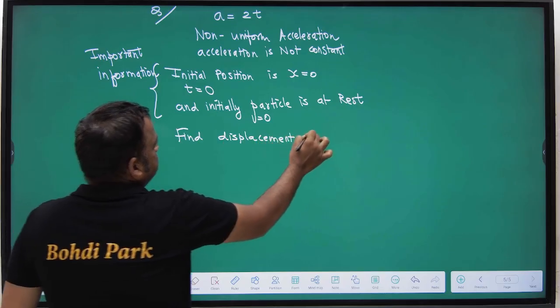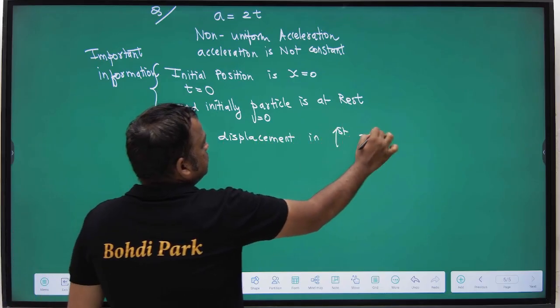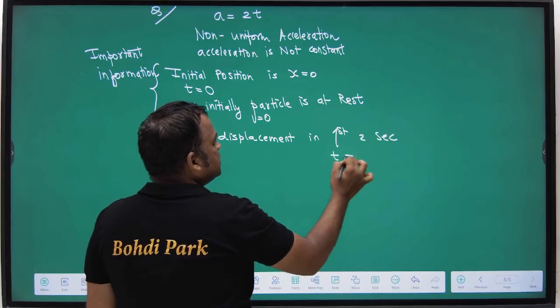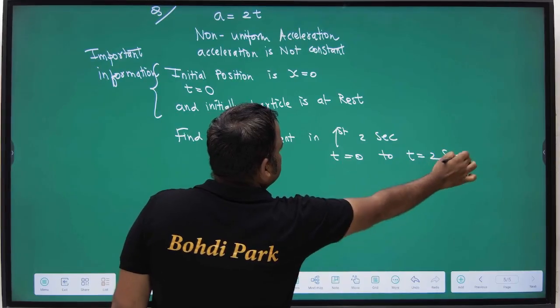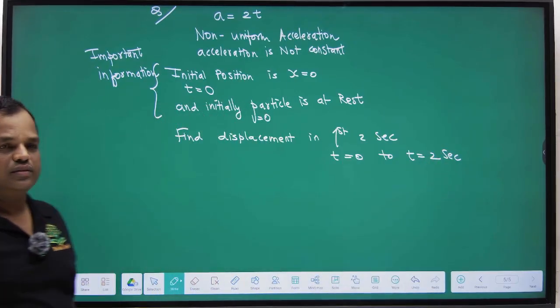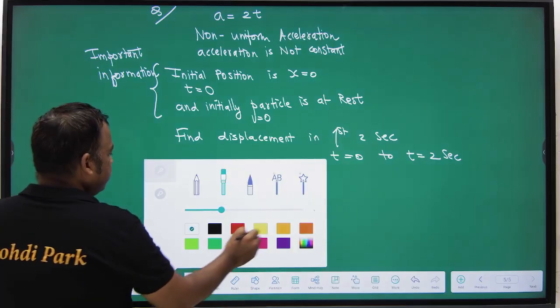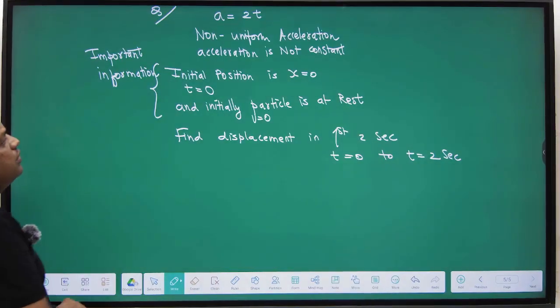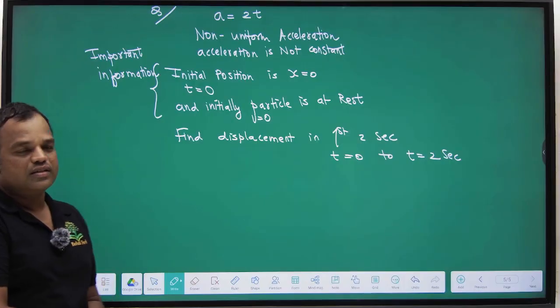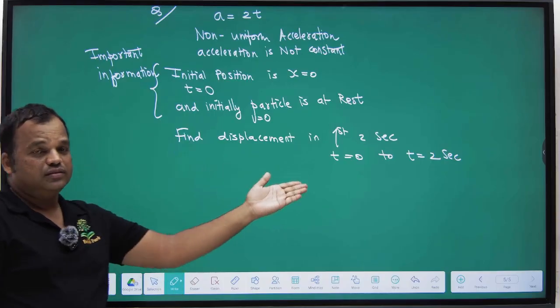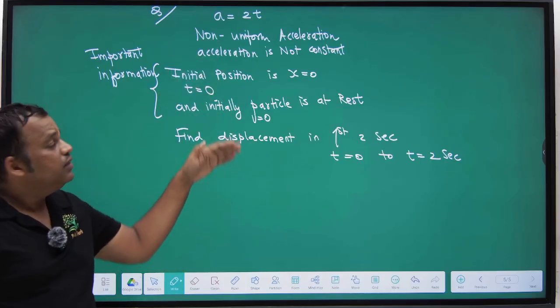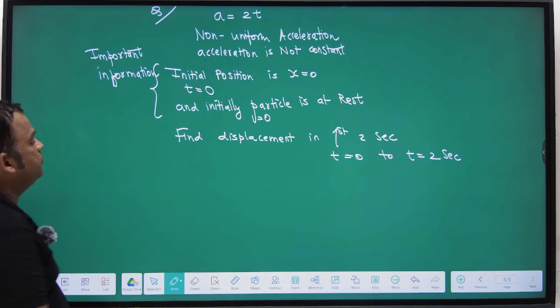Find displacement in first 2 seconds. First 2 seconds means t is equal to 0 to t is equal to 2 seconds. Now in this question, acceleration is involved, but the question is displacement. So directly we cannot find, we have to find velocity first.